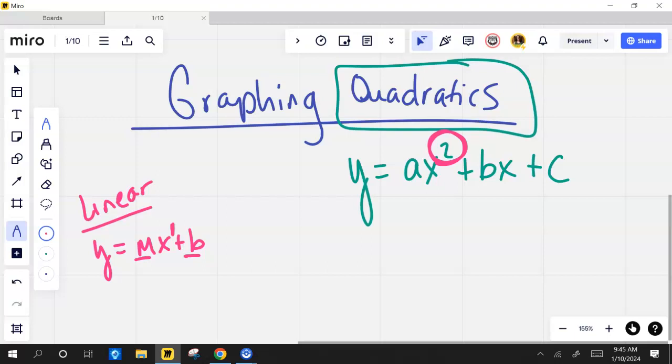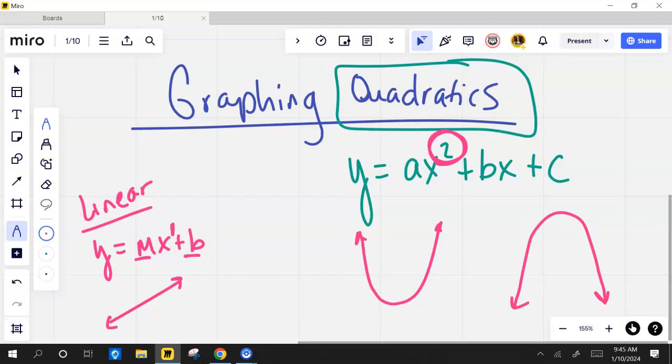When you graph a linear equation, you obviously get a line, but what happens if you graph a quadratic equation? Do you know what you get? Do you know what it looks like? A parabola. That's exactly right. You get a parabola. What's a parabola look like? It looks like a U, or it could be flipped upside down. So it looks something like this, or maybe something like this.